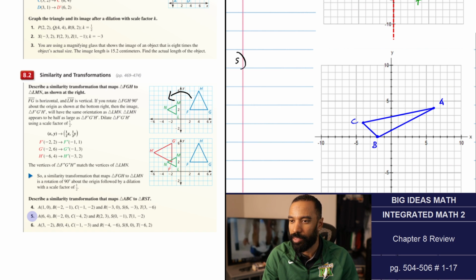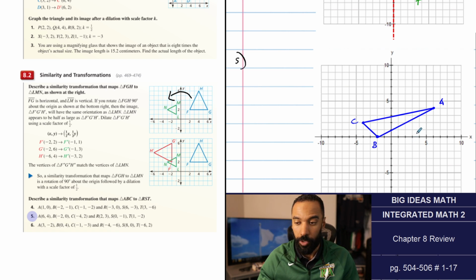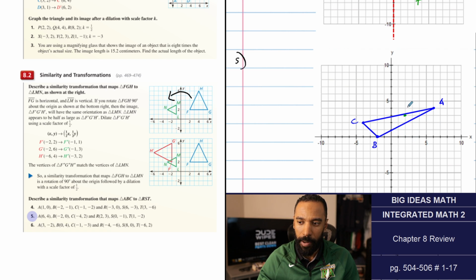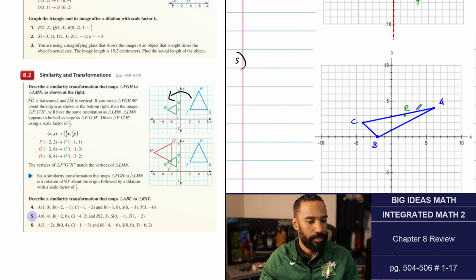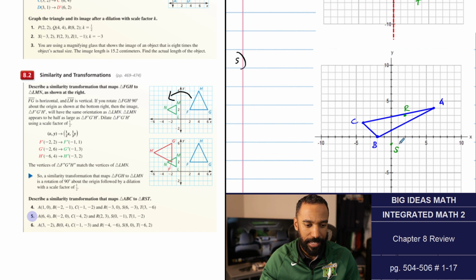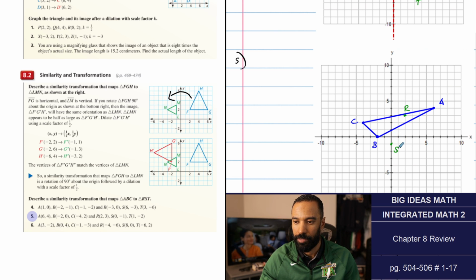A, B, C is right like that. R, which corresponds with A, is at 2, 3. S is at 0, -1. Whoops, let me move that S letter out of the way. And T is at 1, -2.